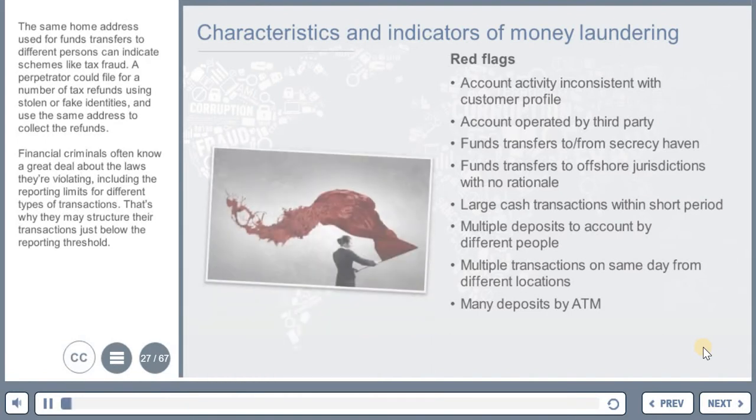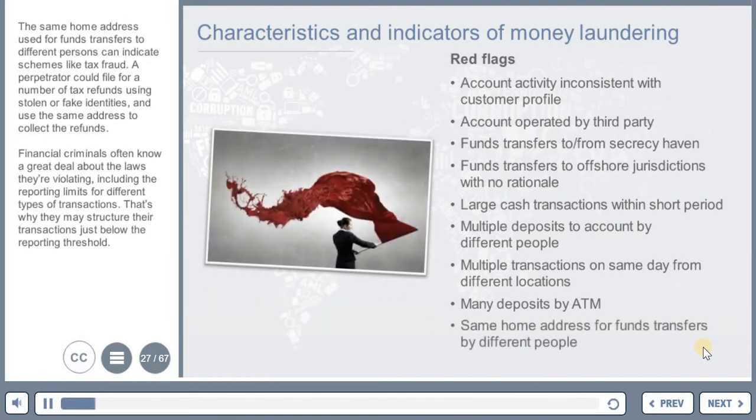The same home address used for funds transfers to different persons can indicate schemes like tax fraud. A perpetrator could file for a number of tax refunds using stolen or fake identities, and use the same address to collect the refunds. Financial criminals often know a great deal about the laws they're violating, including the reporting limits for different types of transactions. That's why they may structure their transactions just below the reporting threshold.